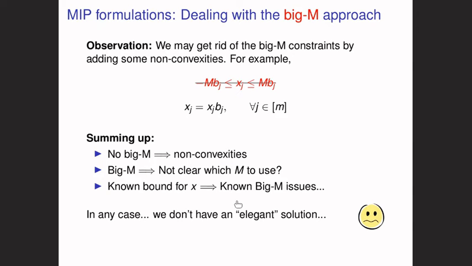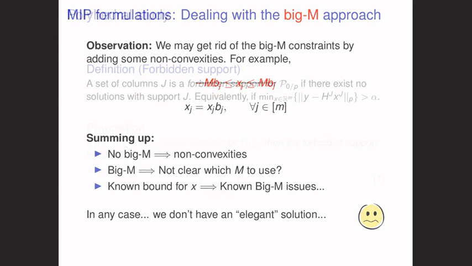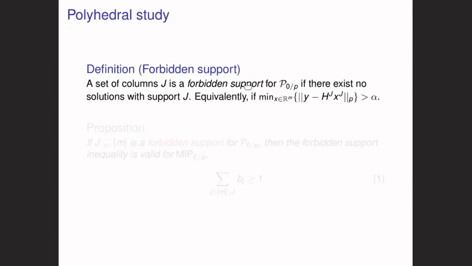In any case, we don't have yet an elegant solution to deal with this problem with MIP formulations. So our work on this last year was to try to check what we can do to improve this kind of approach for this kind of problems. Let me just, before starting, define this forbidden support thing.